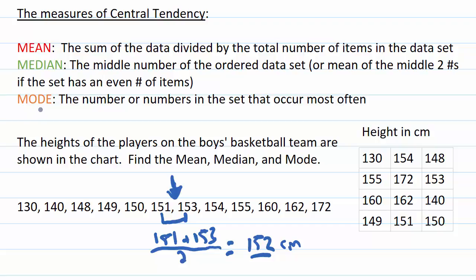The last part is what is the mode. The mode is the number or numbers in the set that occur most often. And what is the mode in this case? In this particular case, there is no mode because each number in the set occurs only one time. So we would say no mode for this example. Alright, let's see if there's an example where there were multiple data entries that were the same.